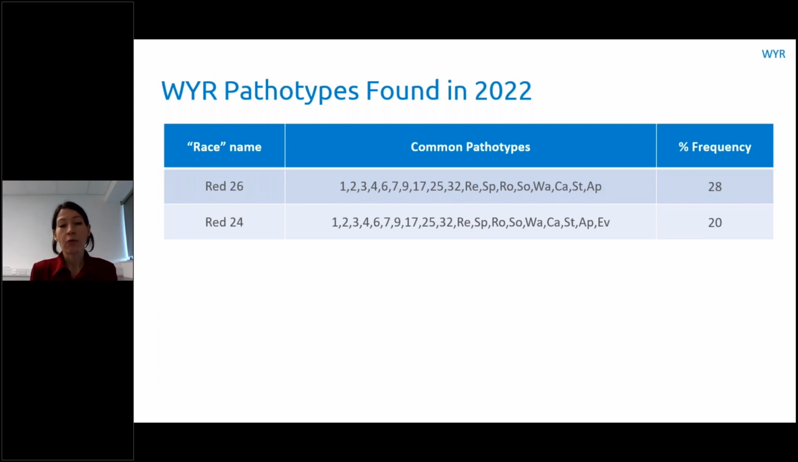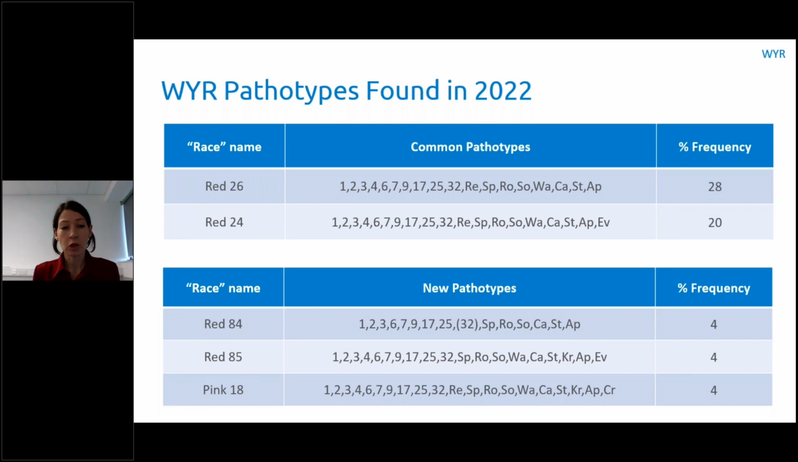Red 24, that was in 20% of the isolates, and that one again was first seen in 2016, but it was the most common one in 2017, and it did cause quite a lot of damage to our RL varieties back in 2017. So that one, it's also been seen at very low levels since then, but it was the second most common pathotype in 2022.